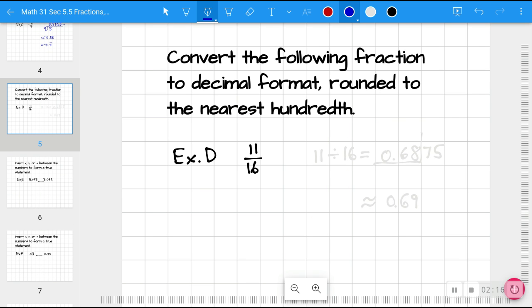Okay, convert the following fraction to decimal format and then round to the nearest hundredth. You just do 11 divided by 16 on your calculator. Remember, it's the top divided by the bottom. Gives 0.6875. And the instructions want us to round to the hundredths column. So we're going to look at this, and because of the neighboring 7, we're going to bump it up to an approximate answer of 0.69.